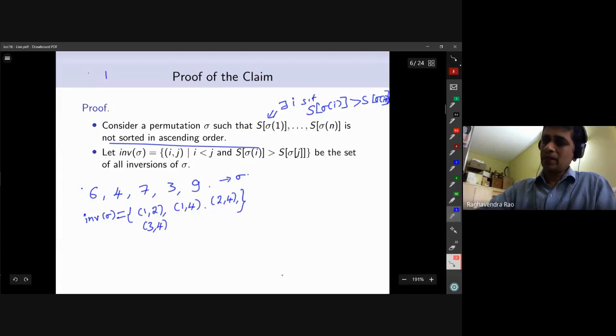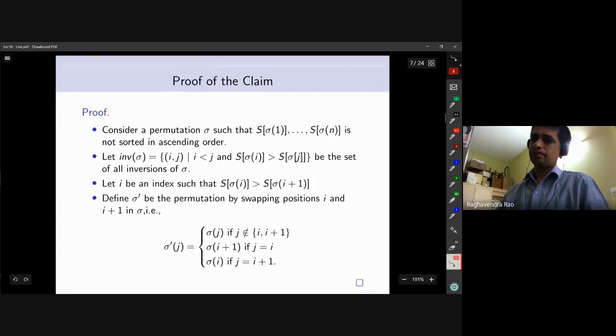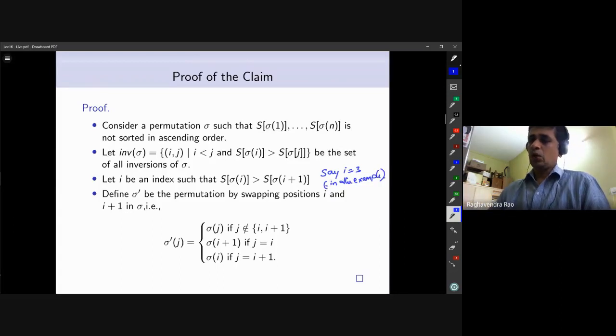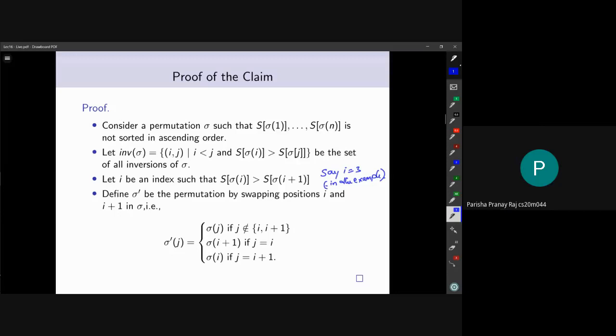So what are the candidate elements here? 1, 2 or 3, 4. Okay, so let's take 3, 4. For this example, say I equal to 3. So now all we do is define a new permutation by just swapping those positions. Let me redraw the array here.